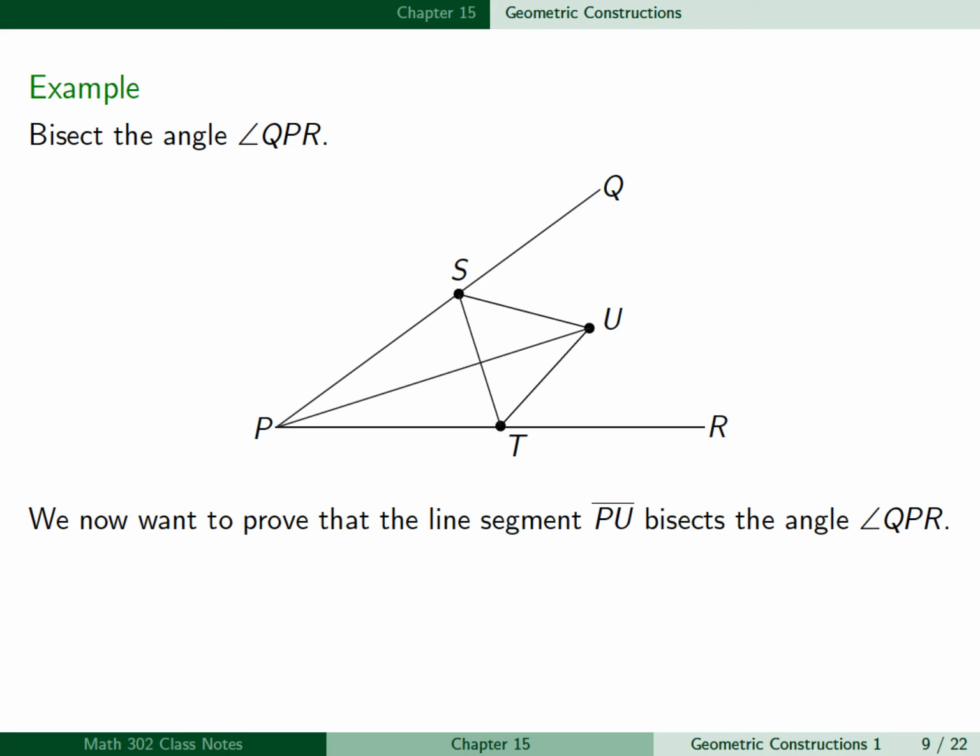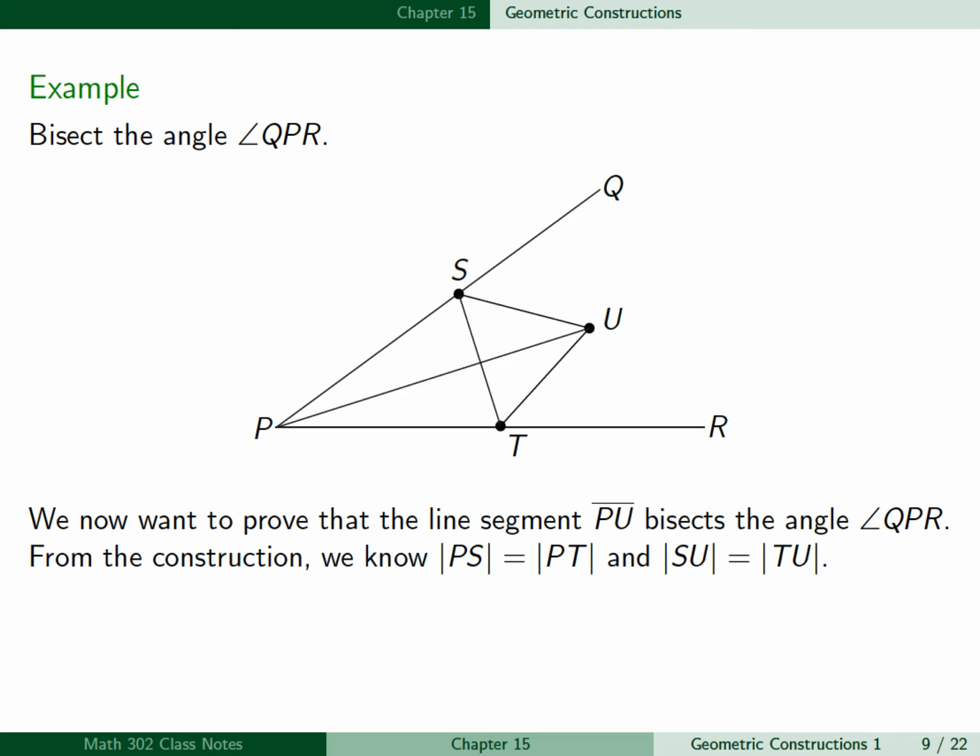Now we want to prove that the line segment PU bisects the angle QPR. And from the construction, we know that the length of the line segment PS is equal to the length of the line segment PT, and the length of the line segment SU equals the length of the line segment TU.